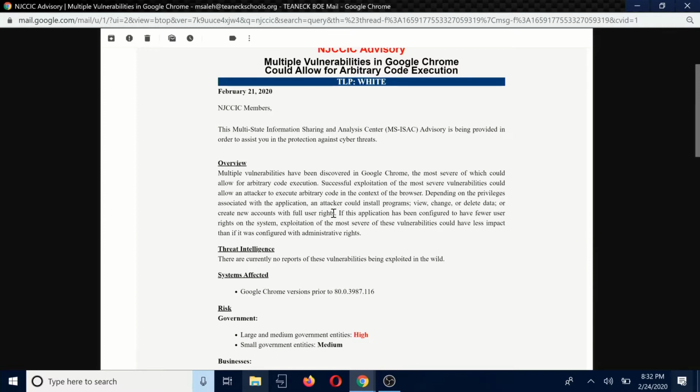Now, what that means is, depending on your client level, your privilege level on that computer, if that code can run arbitrary code from the browser, it can start doing things on your machine, and if you're a privileged user, it can start installing programs, view, change, or delete data, which, as we all know, is a problem in schools.